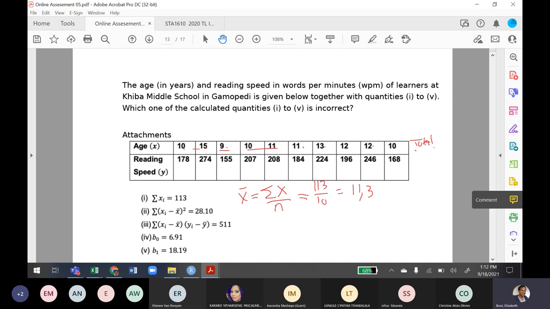11.3. Then what you need to do is to get this value, you will have to say 10 minus 11.3 squared plus 15 minus 11.3 squared plus, until you do all of them, until you get to 10 minus 11.3 squared, and that will give you the answer that you're looking for there.